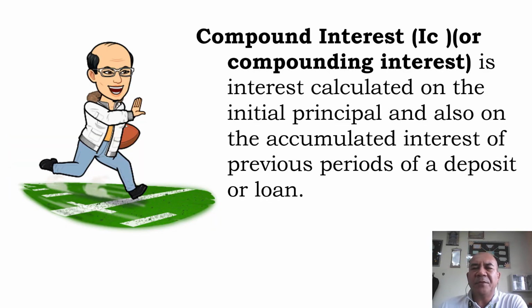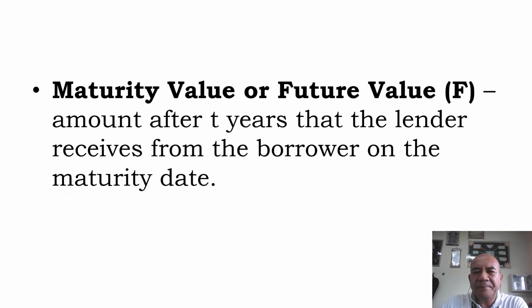Now, what is a compound interest? Compound interest, with a notation of IC, or compounding interest, is interest calculated on the initial principal and also on the accumulated interest of the previous periods of deposit or loan. Okay? So, that is what we should know.